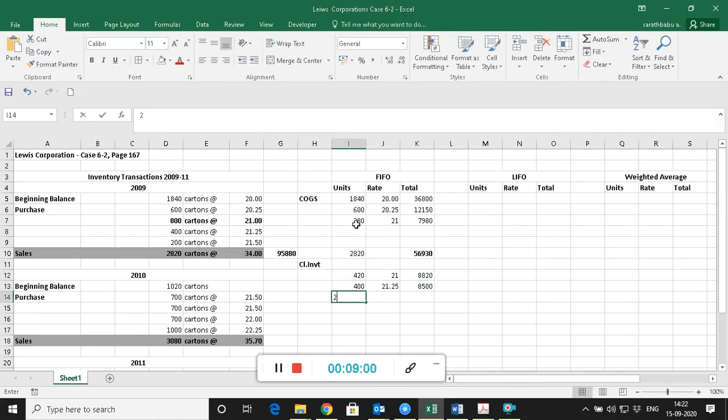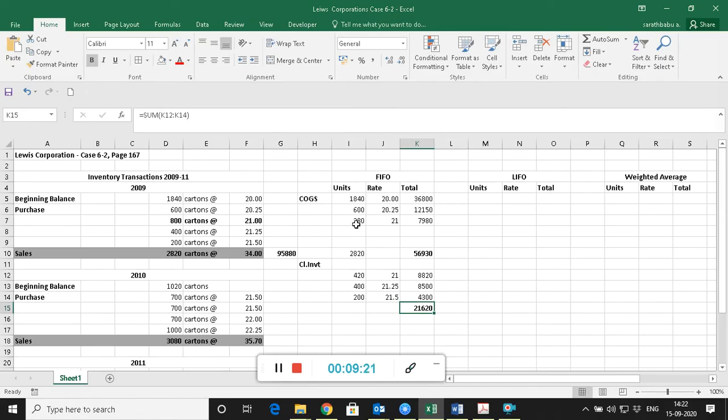And then again the fifth lot, which is again untouched, 200 at 21.50, and the total is 4,300. So my total closing stock is 21,620. So that's my closing stock.